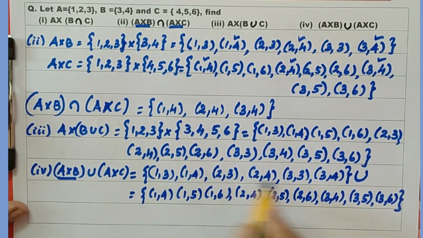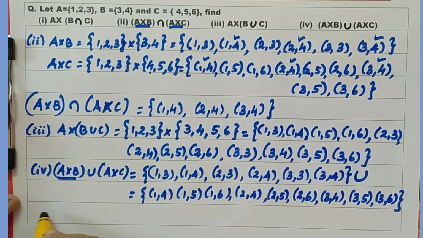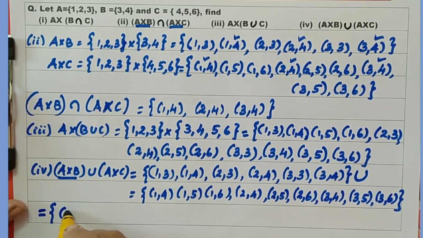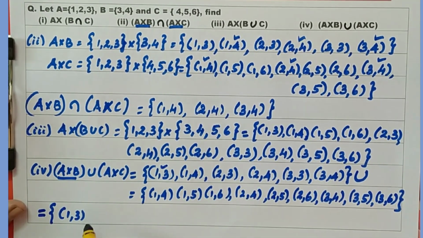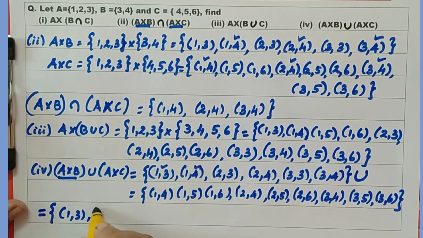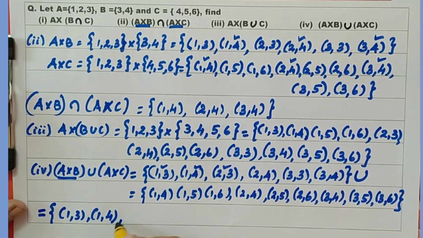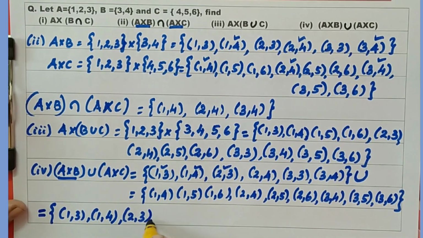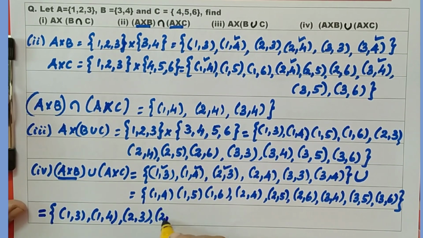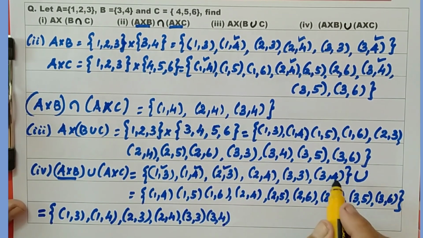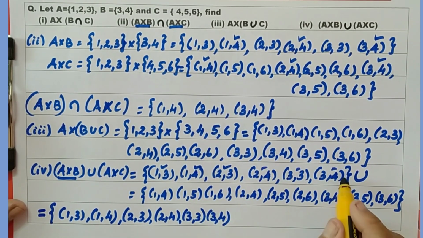Now, how to take the union of these two sets? The union means you need to write all the elements without repeating any element. I am going to write (1, 3) first, then (1, 4). Then at first I am writing the elements of the first set: (2, 3), (2, 4), (3, 3) and (3, 4).